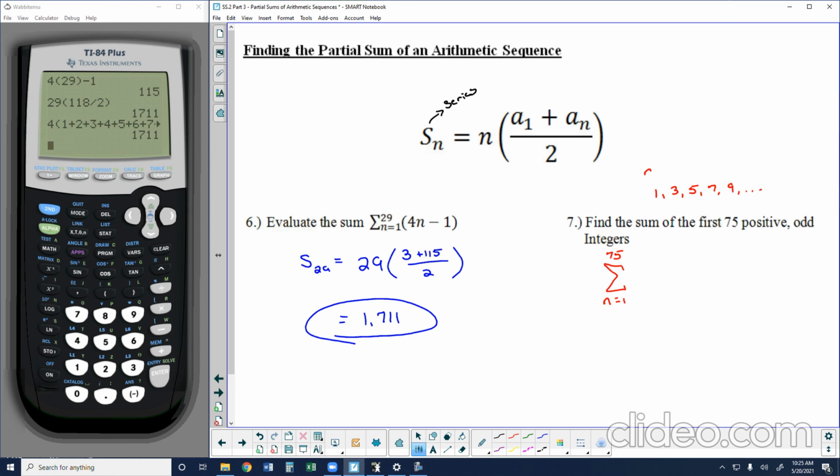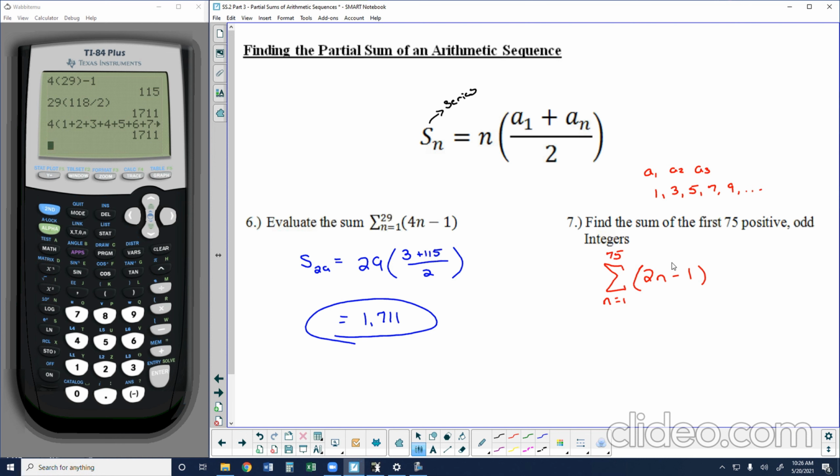So if this is our first term, and this is our second term, and this is our third term, we might be able to find an expression that gives us the value of each of these terms. What we can see here is that these are going up by 2 every time. So 2n, but 2n would just give us 2, 4, 6, 8, 10, so on and so forth. This would be 1 less than 2n, so 2n minus 1. So this would be the summation notation for the sum of the first 75 positive odd integers.